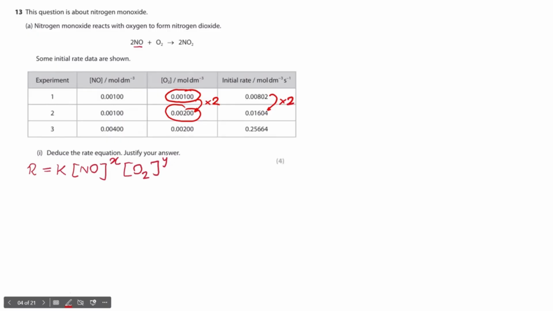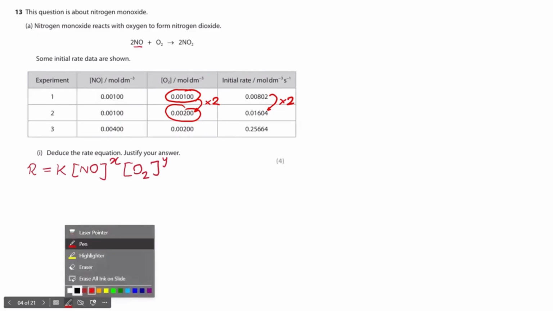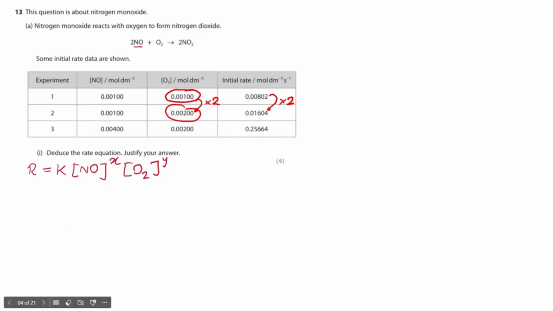Order is 1. So first I am writing what we discussed earlier. Let's write a sample answer. We'll check with the marking scheme.